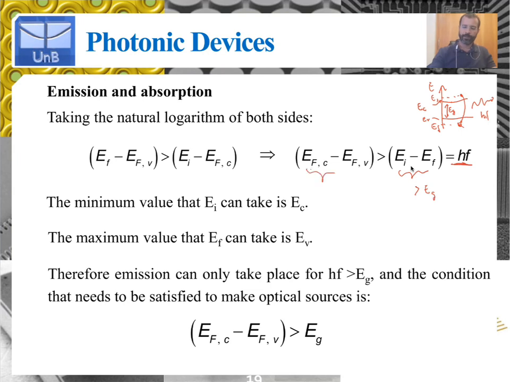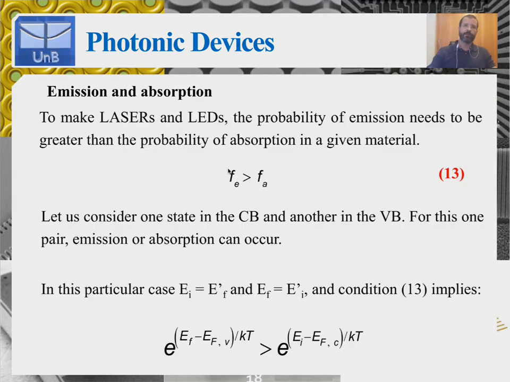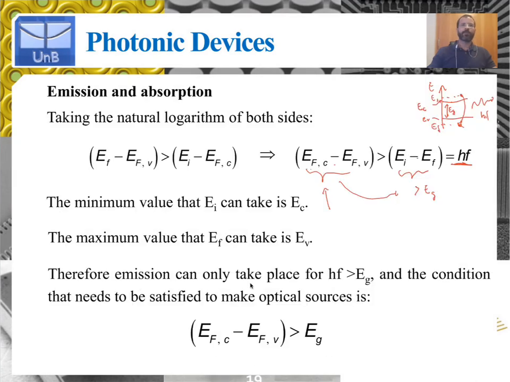Therefore, this will necessarily be greater than EG, because if this is greater than this, which is greater than EG, then this quantity needs to be greater than EG. And we can write this down here. Therefore, emission can only take place, as derived from the condition for emission, for photon energies that are greater than Eg, and this is the condition that needs to be satisfied to make optical sources.